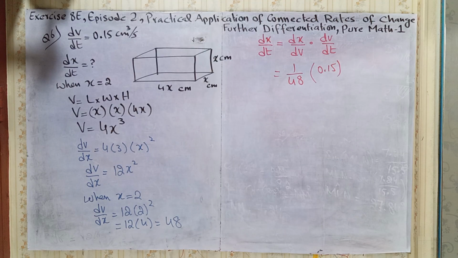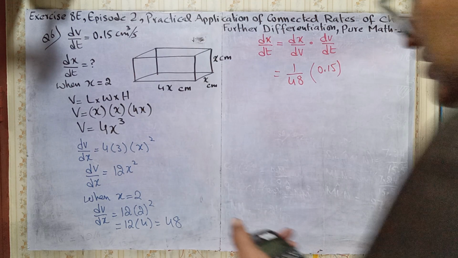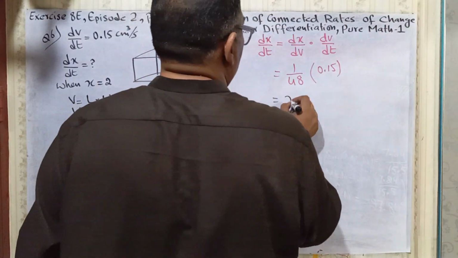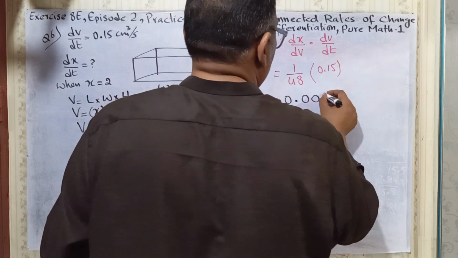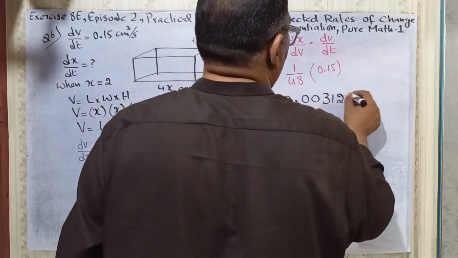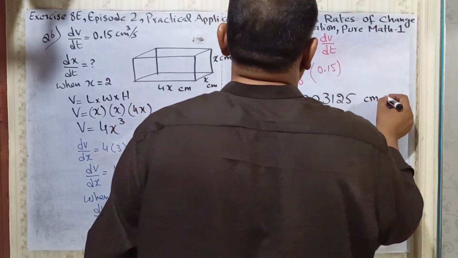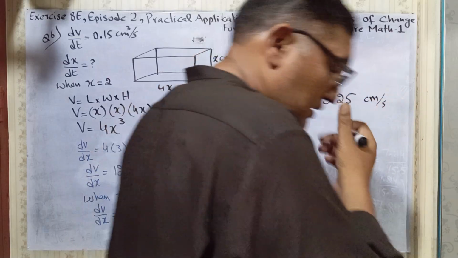My calculator is giving, okay, so this is 0.003125. This will be centimeter per second.